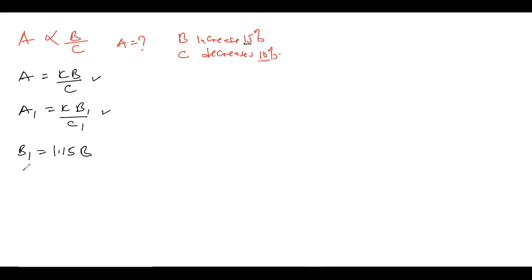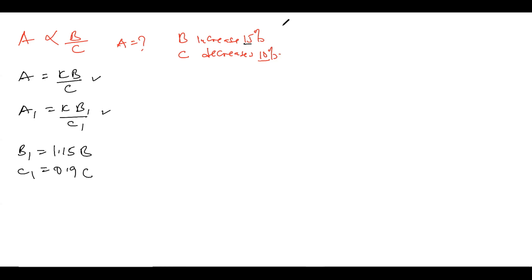The next one, C1. C was 100%, but it decreased by 10%. So if it has decreased, you say 100 minus that decrease. So it's 100 minus 10, which is the same as 90. So the new C1 will be 90 over 100, which is the same as 0.9 of C. So I have the two new values, B1 and C1.